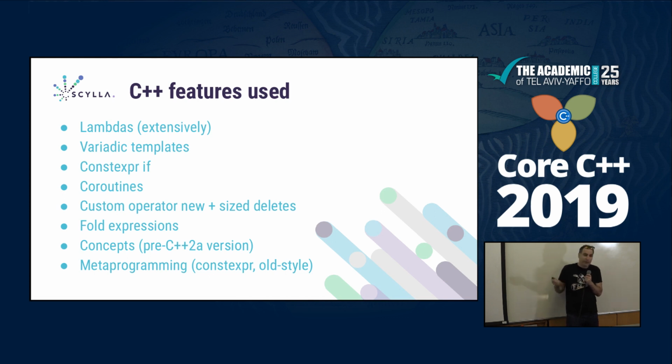You also make use of the new features that allow you to give operator delete its size, and that makes the deallocator much faster. Fold expressions, and that's because we use variadic templates. So in some places, you can very succinctly perform a computation on a set of futures or on a set of elements of a future in a fold expression. That's pretty nice.